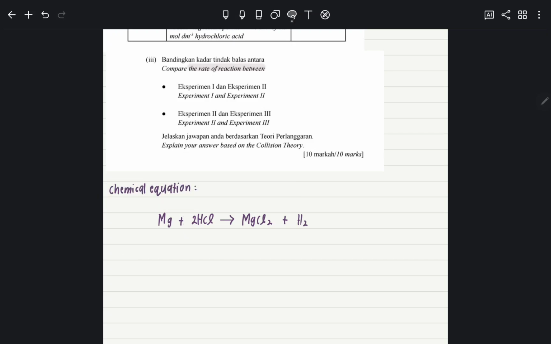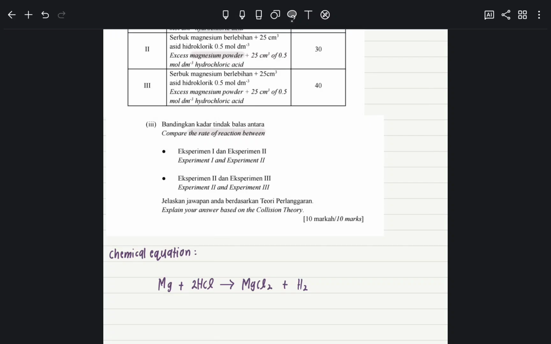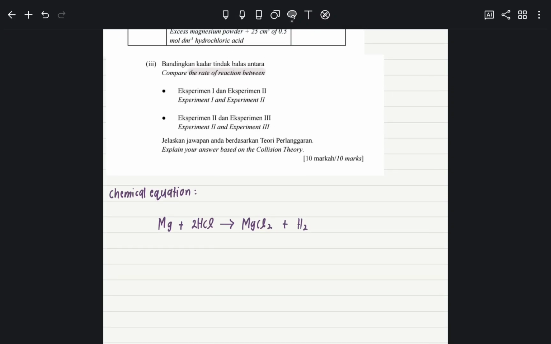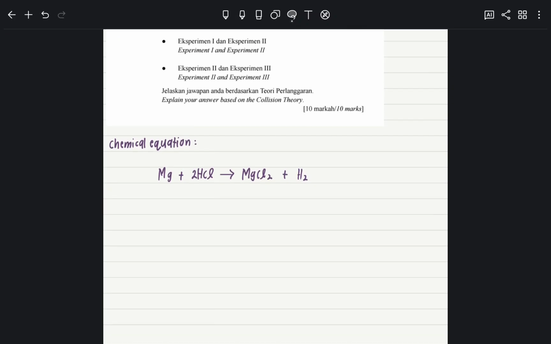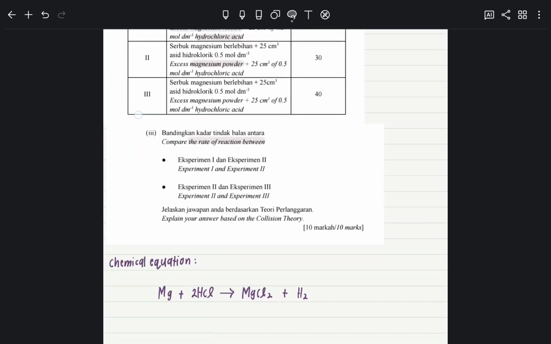Once you get the balanced equation, it's sometimes crucial to write the ionic equation. But do remember that we usually use the ionic equation for the concentration part. This one is for the size of the substance, so there is no need to write the ionic equation; the chemical equation is enough. So now you can start to compare.